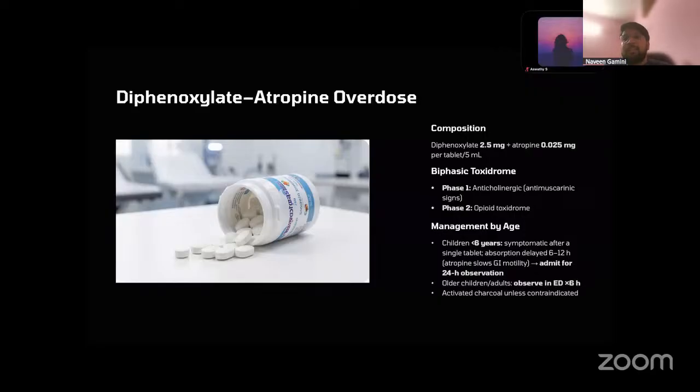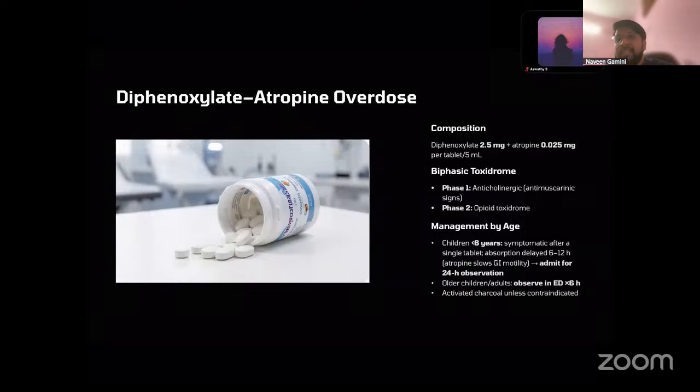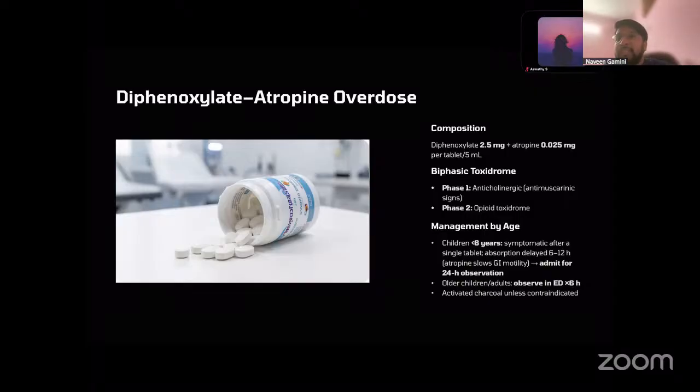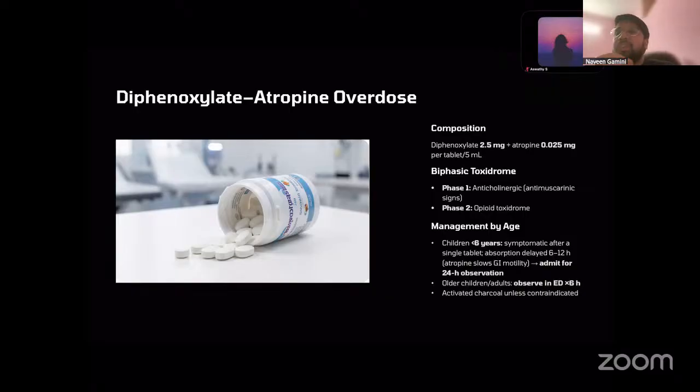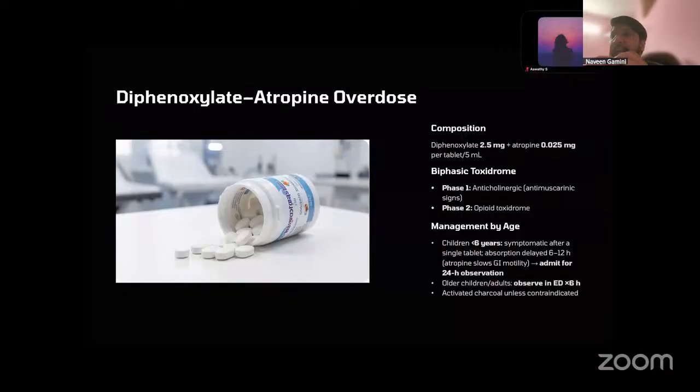Next, earlier I was talking about diphenoxylate-atropine overdose. To remind you again, this is the place where multiple-dose charcoal will be used. Basically, diphenoxylate-atropine is a combination drug where diphenoxylate is 2.5 mg and atropine 0.025 mg. So it has two classes of drugs, that is opioid and anticholinergic. The toxidrome is biphasic. The first phase, which the patient comes with, is anticholinergic, that is, anti-muscarinic signs will be seen. And in phase 2, we'll see an opioid toxidrome.